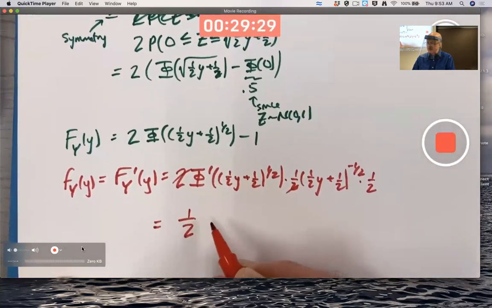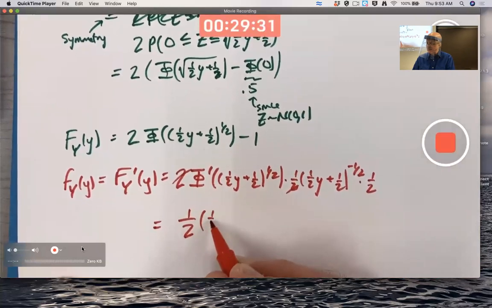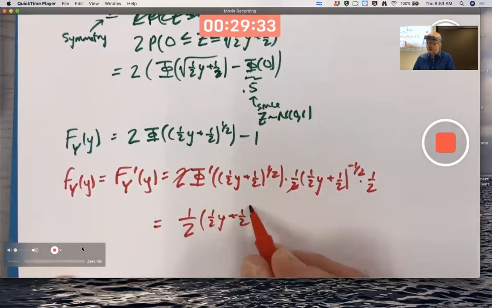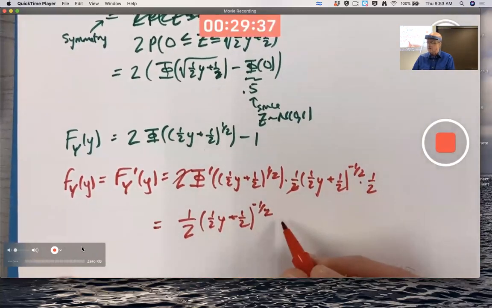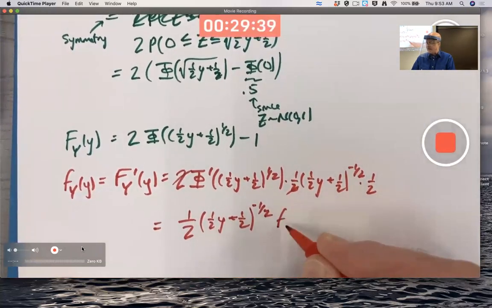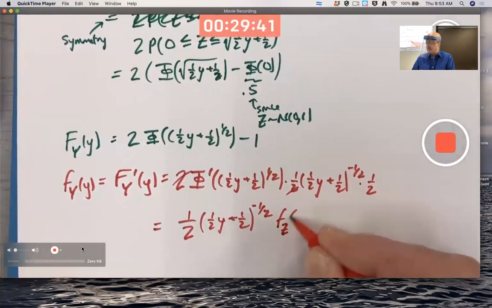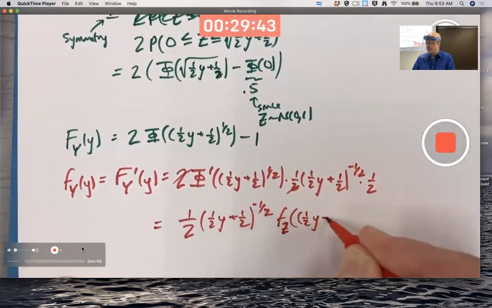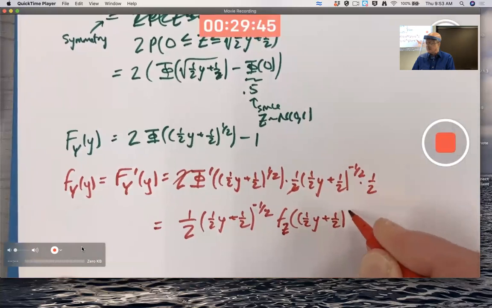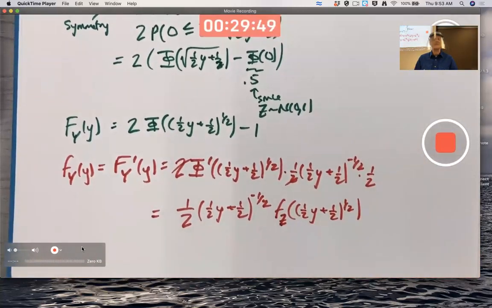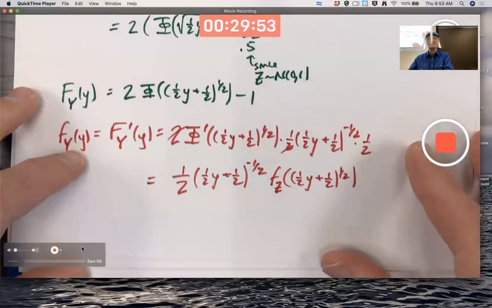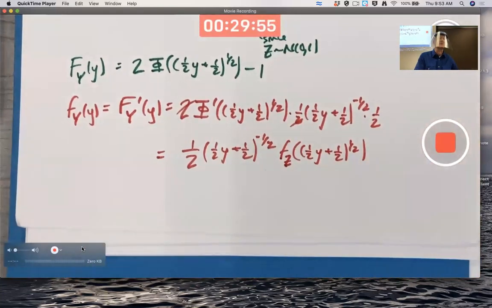1/2, okay, 1/2 y plus 1/2 to the negative 1/2, which of course I could also put in the denominator as a square root. I'll write f sub z of 1/2 y plus 1/2 to the 1/2, where f sub z is the PDF of a standard normal, which I don't think has a standard notation, not like a lowercase p.